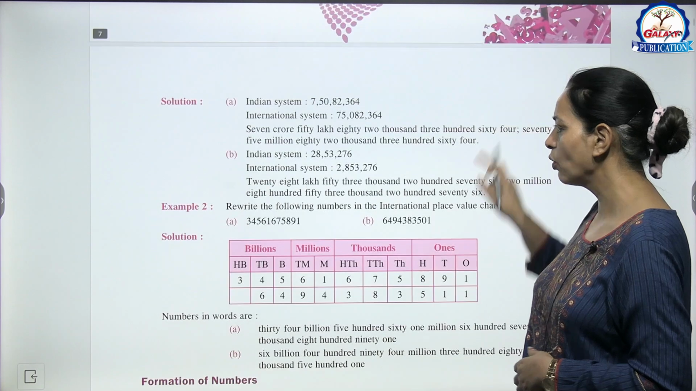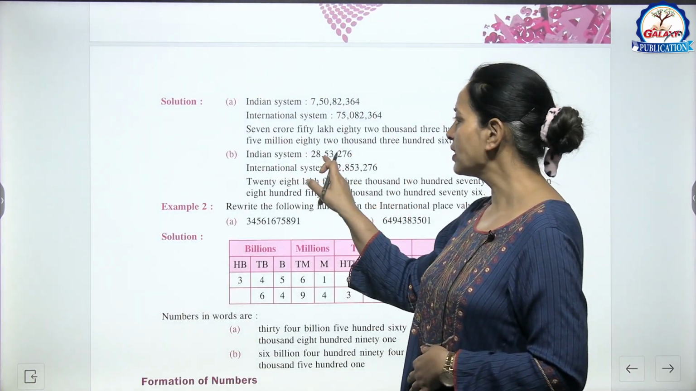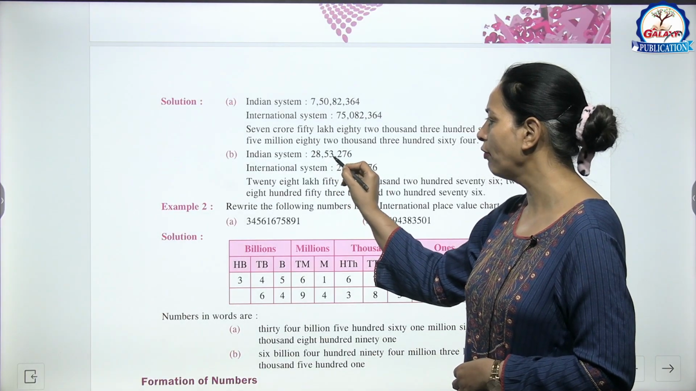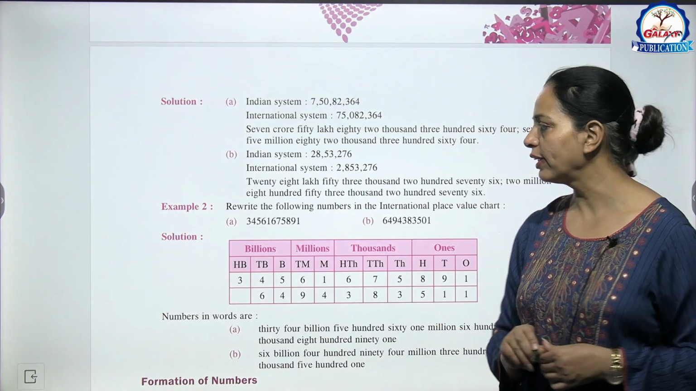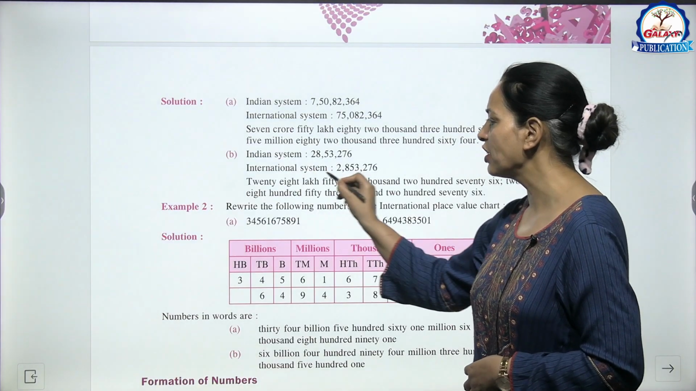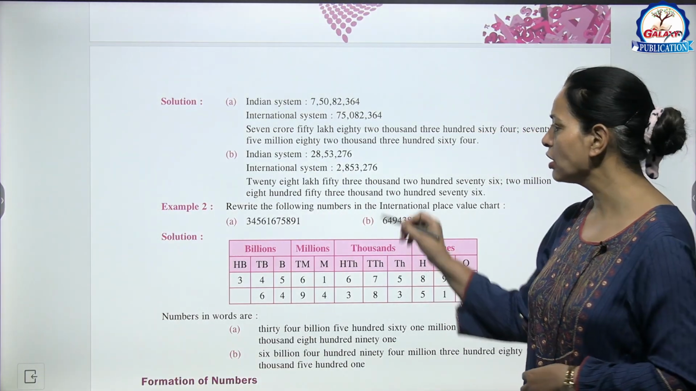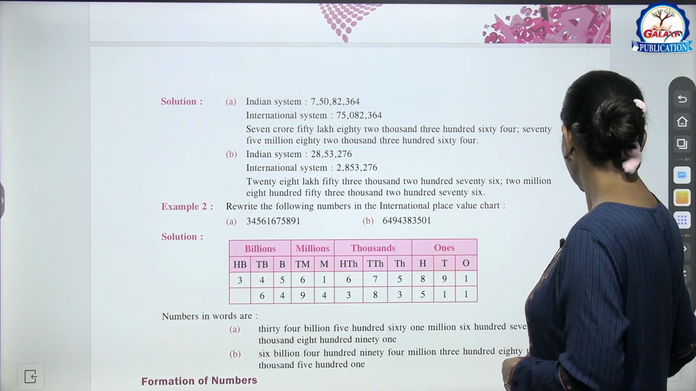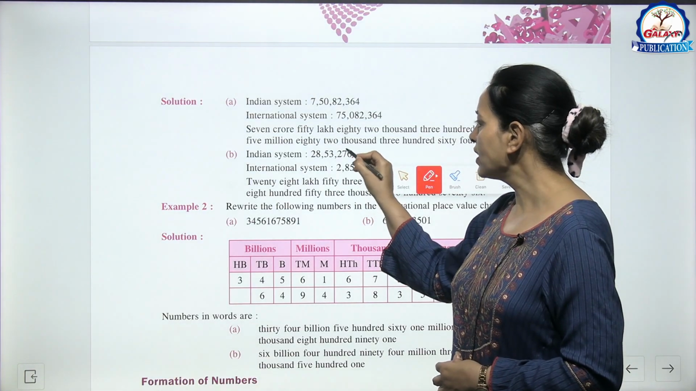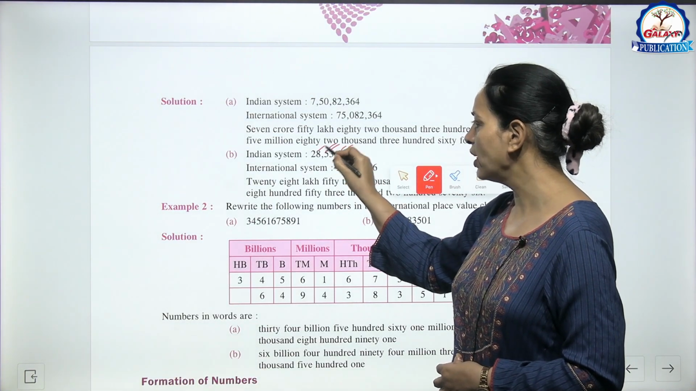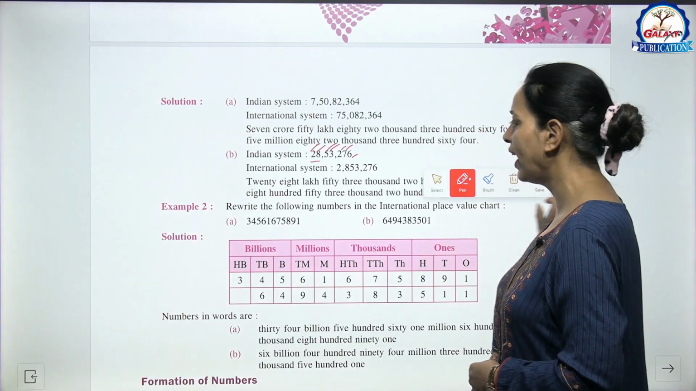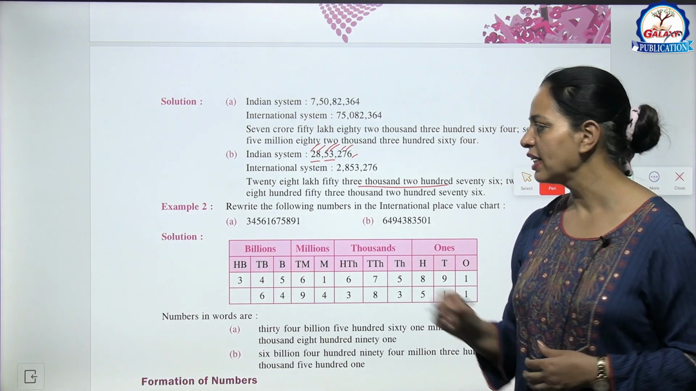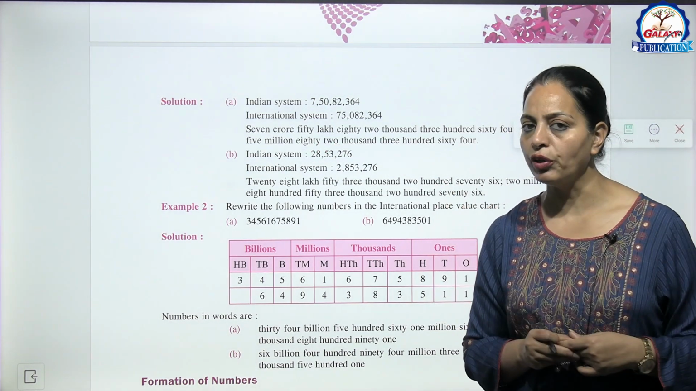Now see next over here, B part, this number. Now put the comma. So we are getting 28,53,276. ऐसे international system में put the comma, so we are getting like this. Now write in words. So how can we read it? Ones, tens, hundreds, thousand, 10,000, lakh, 10 lakh, 28 lakh, 53,276. So in the international system, how can we write it?